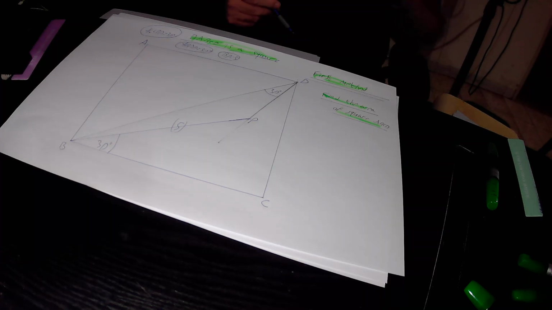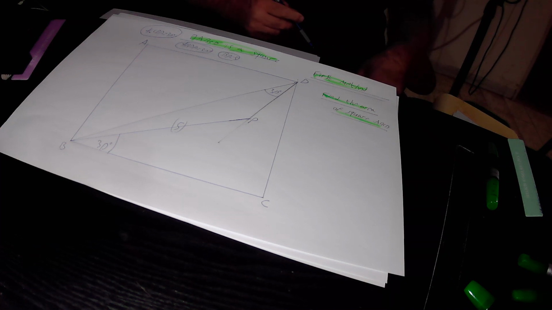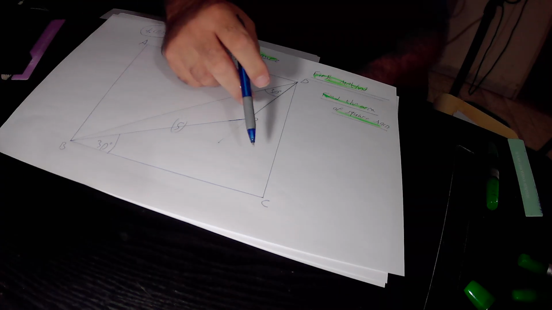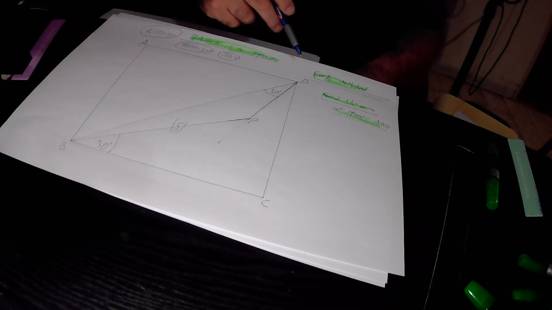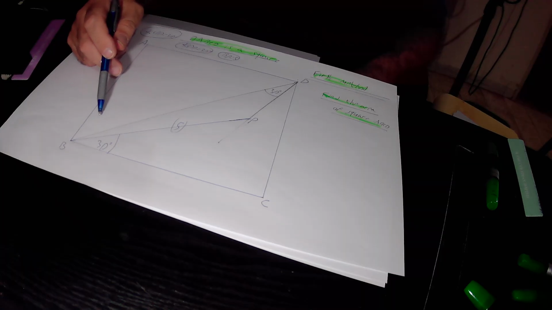So first of all, we know that the diagonals of any square bisect the angles of the square. Diagonal DB bisects the angle ABC. Angle ABC equals 90 degrees, so the first half must be equal to 45 degrees.